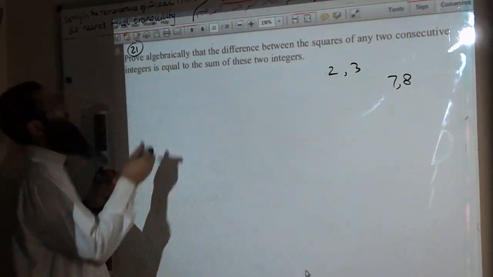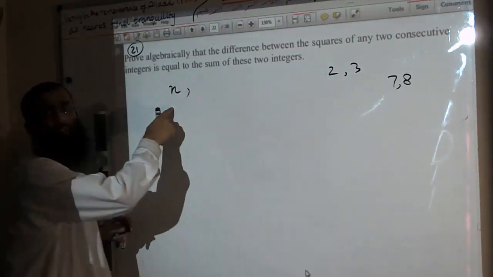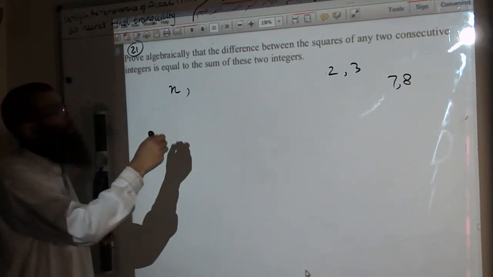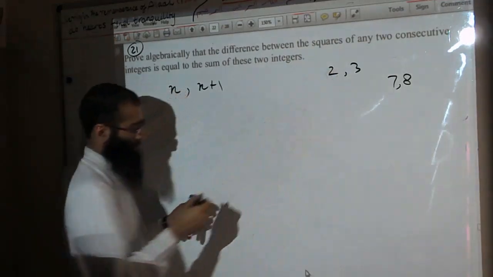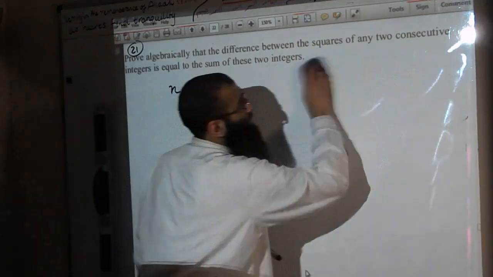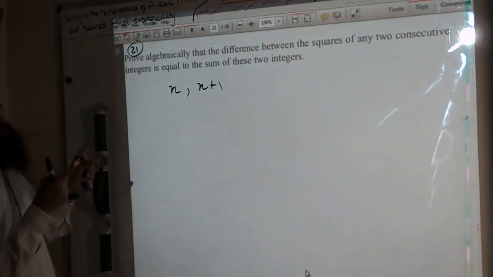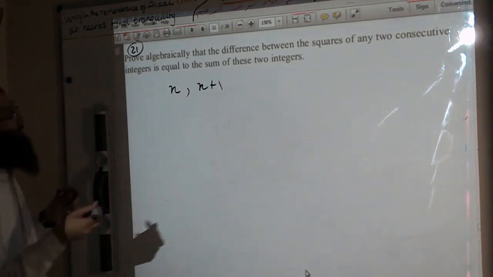So the 2, we're going to call it n or x, yeah? N. And the next consecutive number to n would be n add 1. Okay, so 2 add 1 is 3, if you look at it numerically. Let's get rid of this now. They want us to prove that the difference between the squares of those two numbers is the same as the sum of them. So let's add them up first.